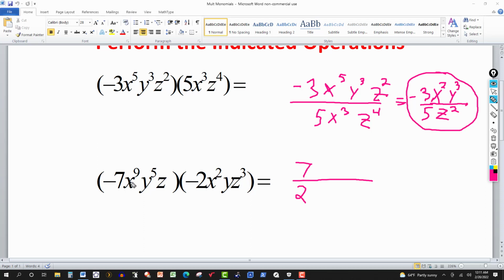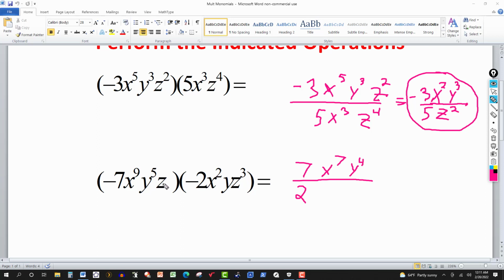And then I have x to the 9th in the numerator, x to the 2nd in the denominator, so the x will go on top, because I subtract the 2 from the 9. That's x to the 9th over x to the 2nd, which would give me a +7 as an exponent. And then I've got y to the 5th in the numerator, y to the 1st in the denominator, bring down the y, and then the exponent on the y in the second monomial is 1. 1 from 5 is 4. So I put that over here.